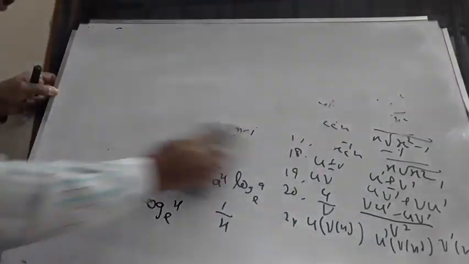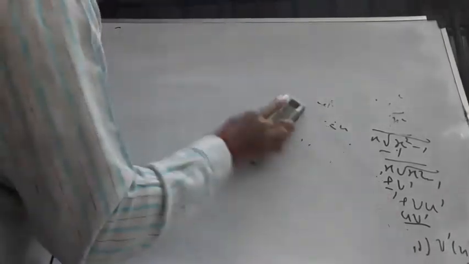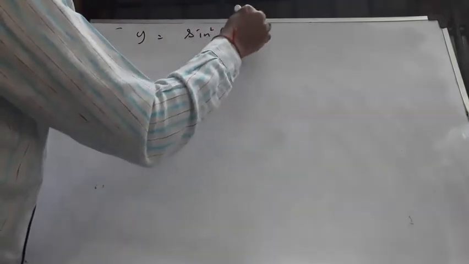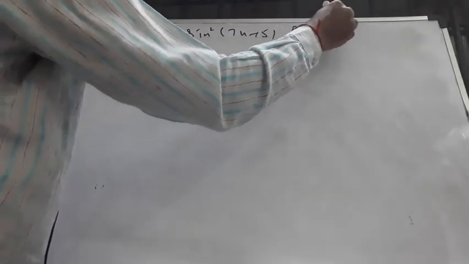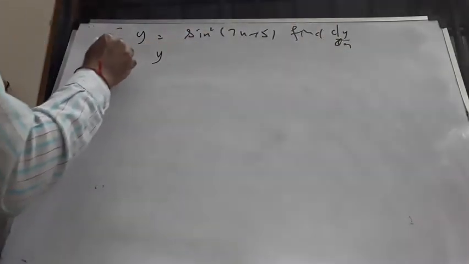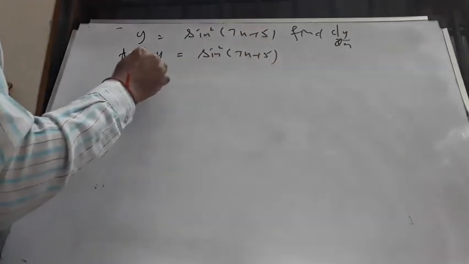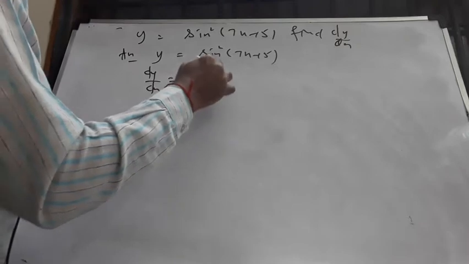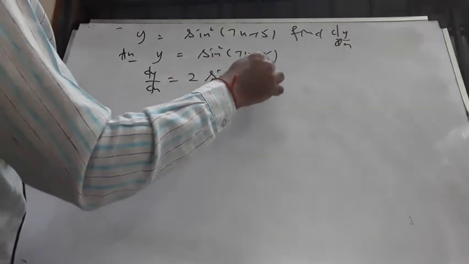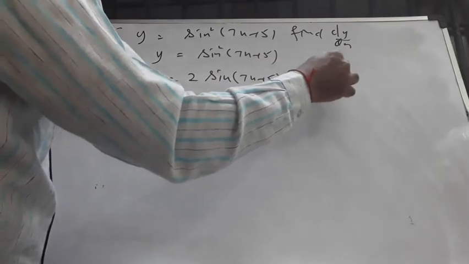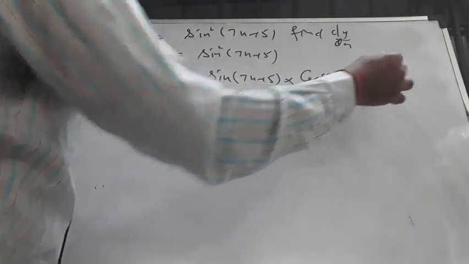Now I'll move on to some problems, different problems. We'll see the application of these things. Let us say y is equal to sine square of 7x plus 5, find dy by dx. Now the answer goes like this: dy by dx happens to be, for sine square it is 2 sine of 7x plus 5, for sine it is cos of 7x plus 5, then for the derivative of 7x plus 5 it is 7.